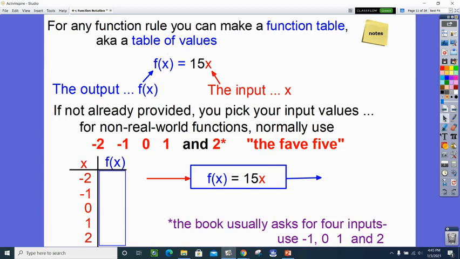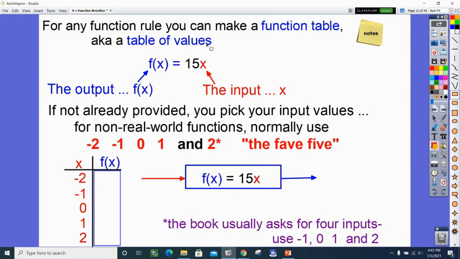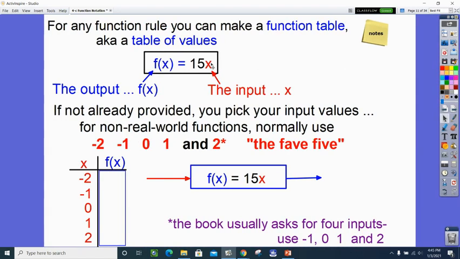So here is a function rule, and let me once again put a box around it so you can see what we're doing. In this function rule, any input you put in is going to be multiplied by 15. So the function of this rule is to take an input and times it by 15. What inputs? We're going to make a table, and you can pick any 5 numbers you want, but we're going to use, if they're not provided, our Fave 5, and they will be -2, -1, 0, 1, and 2.